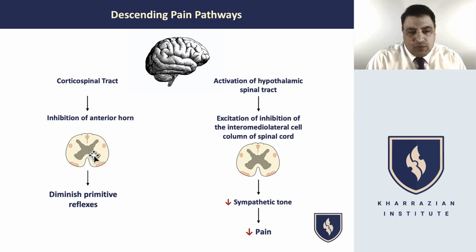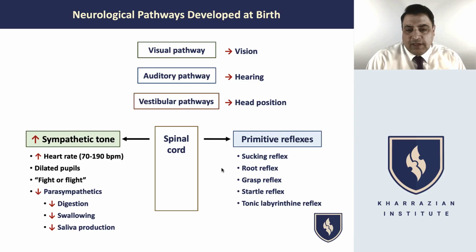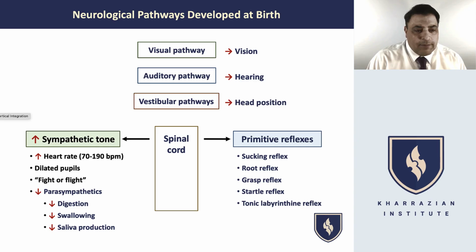activate the anterior horn, and they have an inhibition response there. And these primitive reflexes, like the startle reflex, sucking reflex, grasp reflex, tonic labyrinthine reflex start to diminish, and they should resolve. With some children that have developmental delays, you'll see some of those reflexes persist. We'll talk about that during the physical examination, but that's just a part of normal neuroanatomical function.